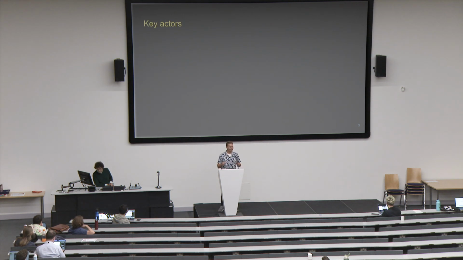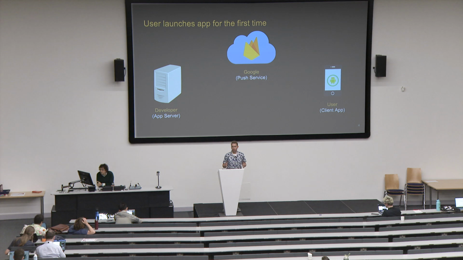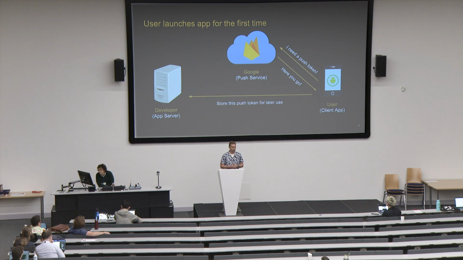Let me introduce to you the key actors involved in the process of delivering push notifications. So we have the developer who controls the app server. We have Google who provides the push notification service. And finally, we have the user who is running the client app on their Android device. So before the developer can even send the push message to the user, first, the user has to register with the Google push service. So when the user launches the app for the first time, the client app sends a request to Google's push service, requesting a so-called push token that's going to be connected to their device.